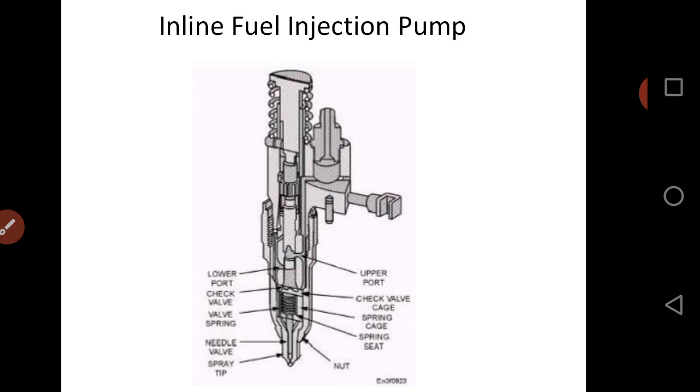Now, what is the function of this fuel injection pump? The fuel injection pump first atomizes the fuel to the required degree, and after atomizing, it has to distribute the fuel, ensuring proper mixing of air and fuel, so that a proper air-fuel mixture is created, and then combustion of that air-fuel mixture occurs.